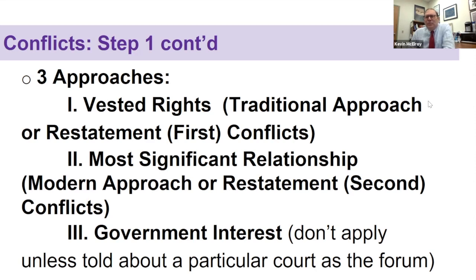You mostly will assume that it's first or second restatement, unless you're told it's a government interest test. So that doesn't come up a lot. But you're going to have to be told. If you're not told on the bar exam, your best bet is probably to cover the second restatement.